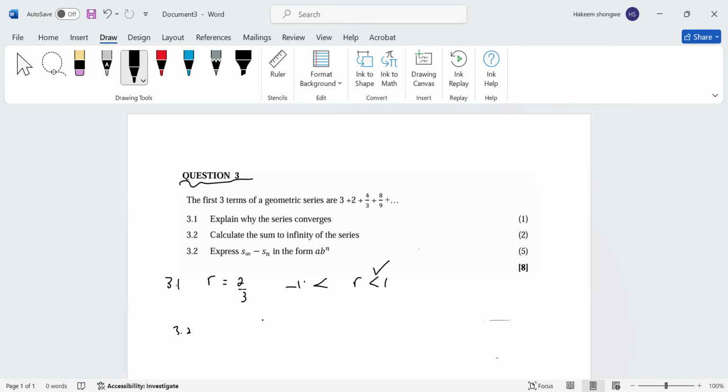Calculate the sum to infinity of the series. Sum to infinity is A over 1 minus R. What is A? A is 3. 1 minus R. What is R? 2/3. What did you get as the answer? 9. Yes. Okay, we give you 1 mark for substitution and 1 mark for the final answer.